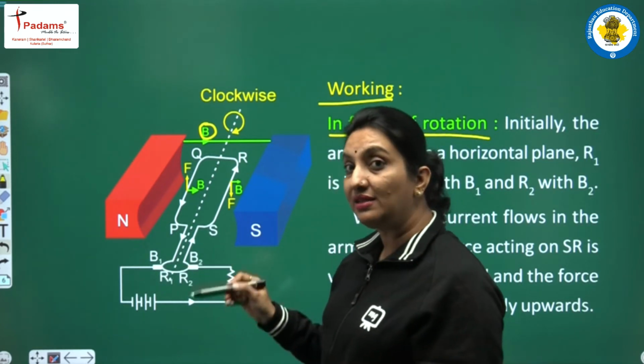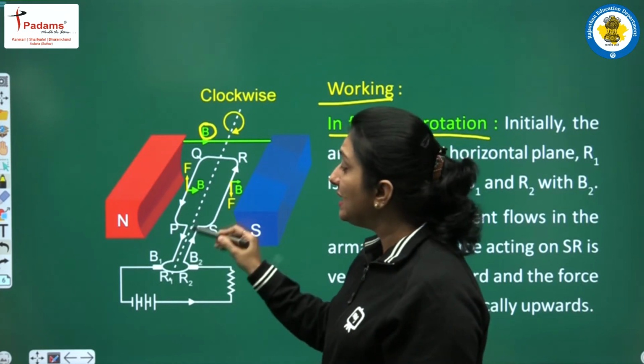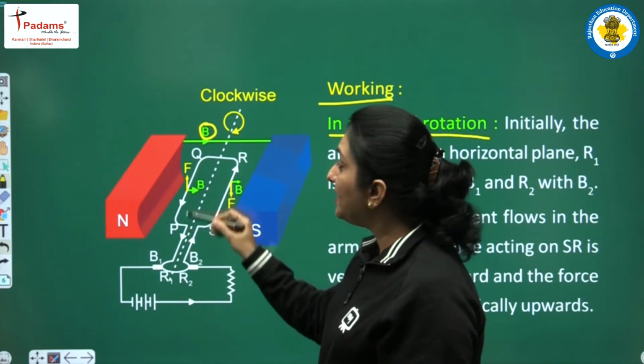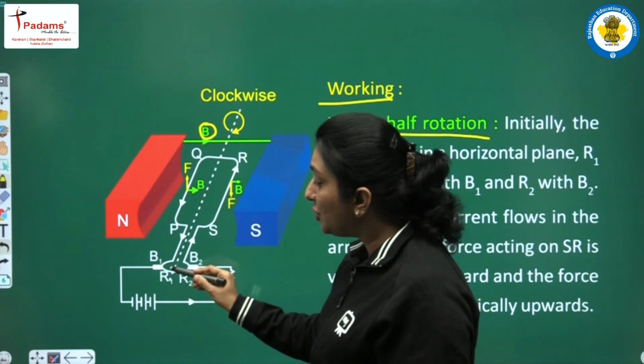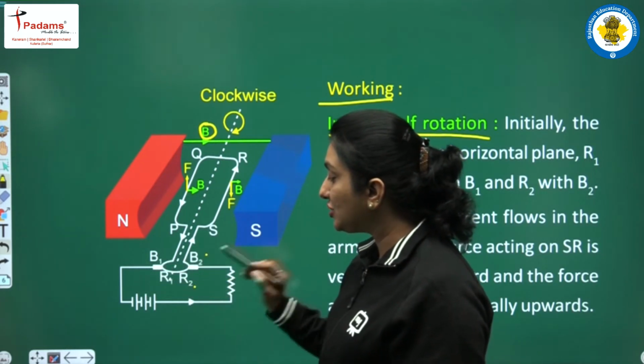Now let's understand how the working is done. Initially, students, this armature coil is in a horizontal position. When it is in the horizontal position, you can see that B1 is connected to R1 and B2 is connected to R2.